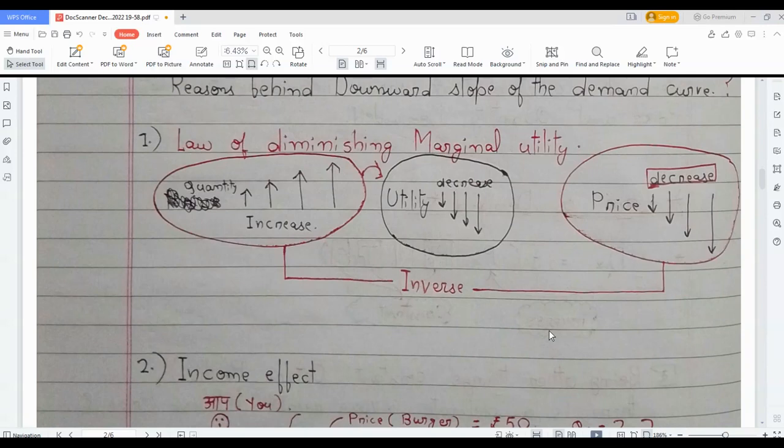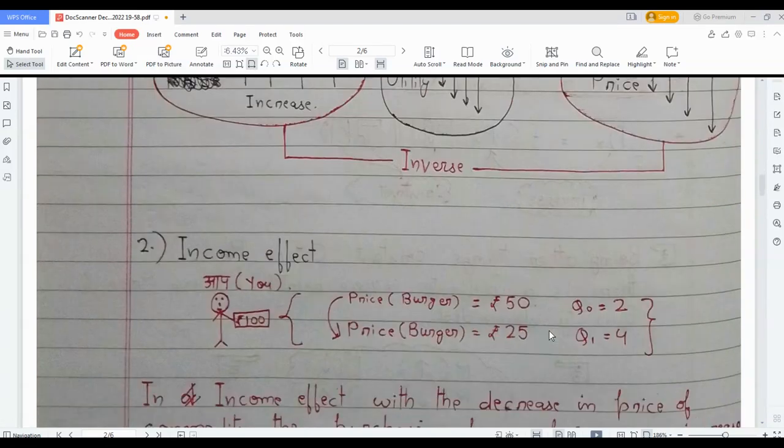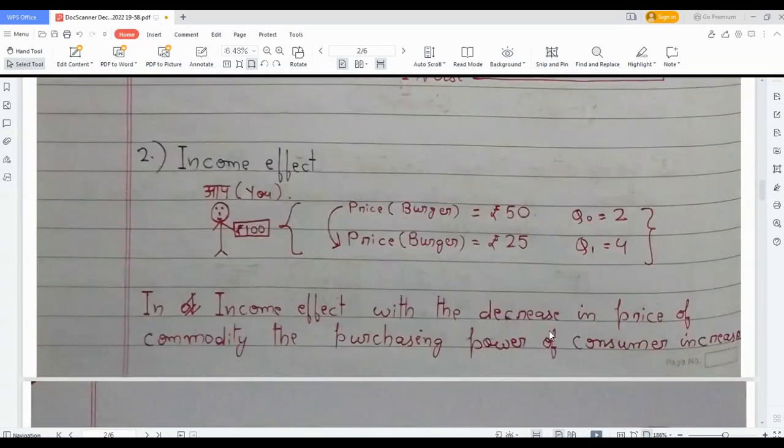Now, the law of diminishing marginal utility is completed. Now we will move forward towards the income effect. And what is the income effect? There are two incomes: money income and real income. Money income means how much you can purchase, and real income is what is in your pocket.